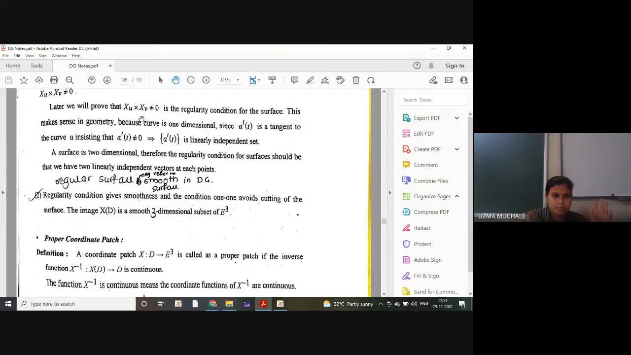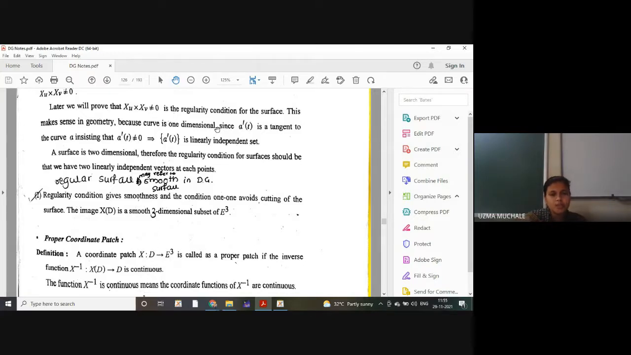Later we will prove xu cross xv not equal to 0. Then alpha dash of t not equal to 0 gives a single linearly independent vector. In a very similar way, xu cross xv not equal to 0 means xu and xv are two linearly independent vectors. The surface is two-dimensional because while defining it, we take a two-dimensional object, apply some operation, and convert it into a 3D object. Therefore, the regularity condition of a surface should have two linearly independent vectors, xu and xv. Regularity gives the smoothness, and condition 1 avoids the cutting of the surface.